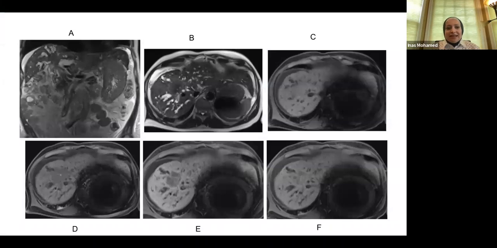Okay, we're looking at this case. This is T2 coronal hyperintense. This is T2 axial hyperintense. This is T1 pre. I apologize, the patient had surgery in his stomach, and there was a big artifact there, but we can still see the lesion, I guess.